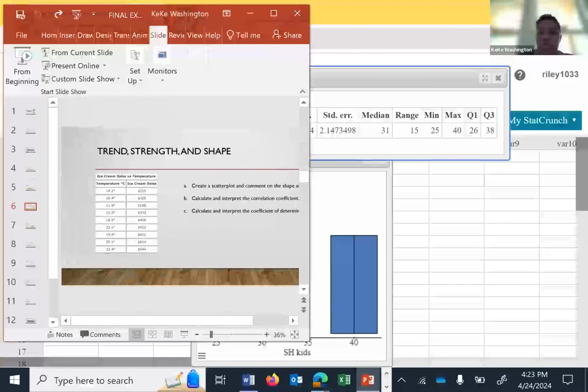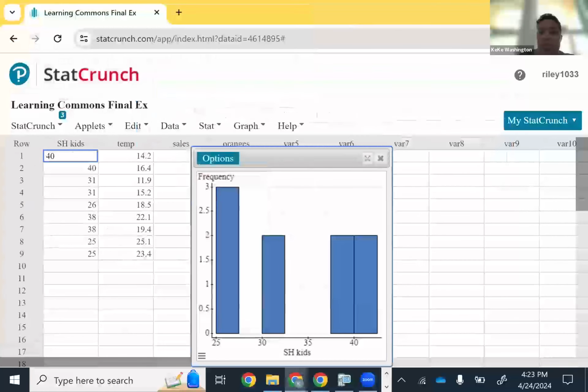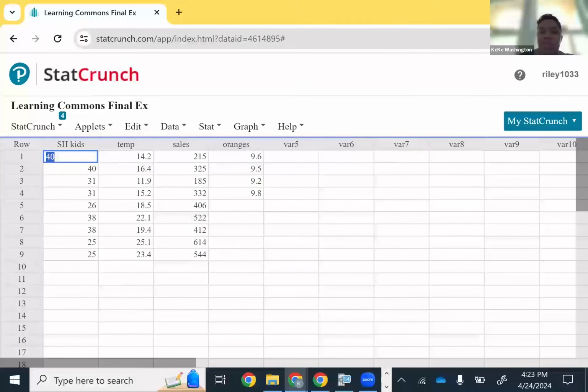unless you have issues with the two systems while you're testing, but always remember you can contact the HonorLock agent and they'll be happy to assist you in getting StatCrunch to work for you. All right, so I have the data here, temperature and sales.